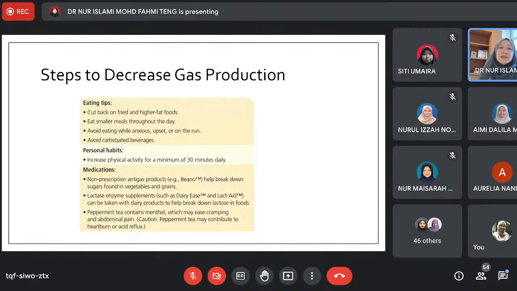Step to decrease gas production. Sama juga macam yang tadi saya cakap lah. So when eating tips, we cut back on fried and higher fat foods. We eat smaller meals throughout the day. Avoid eating while anxious, upset or on the run, and avoid carbonated beverages. And for personal habits, we increase the physical activity for a minimum of 30 minutes daily. And then medication, certain medication that may ease the cramping and also abdominal pain. Okay.